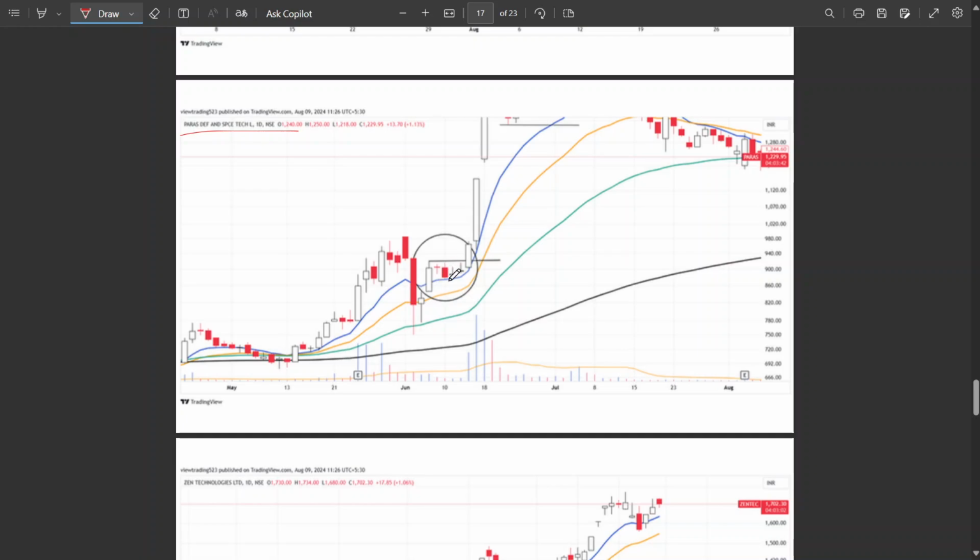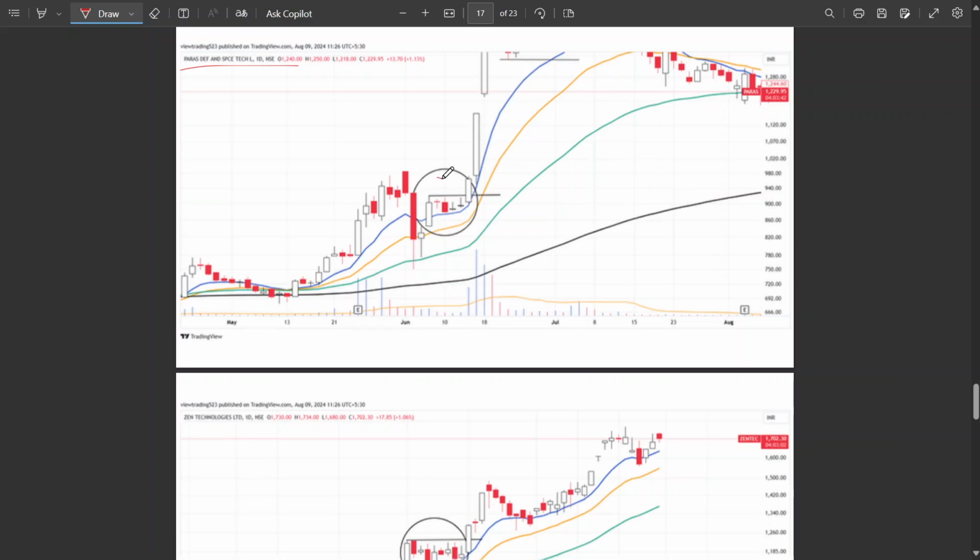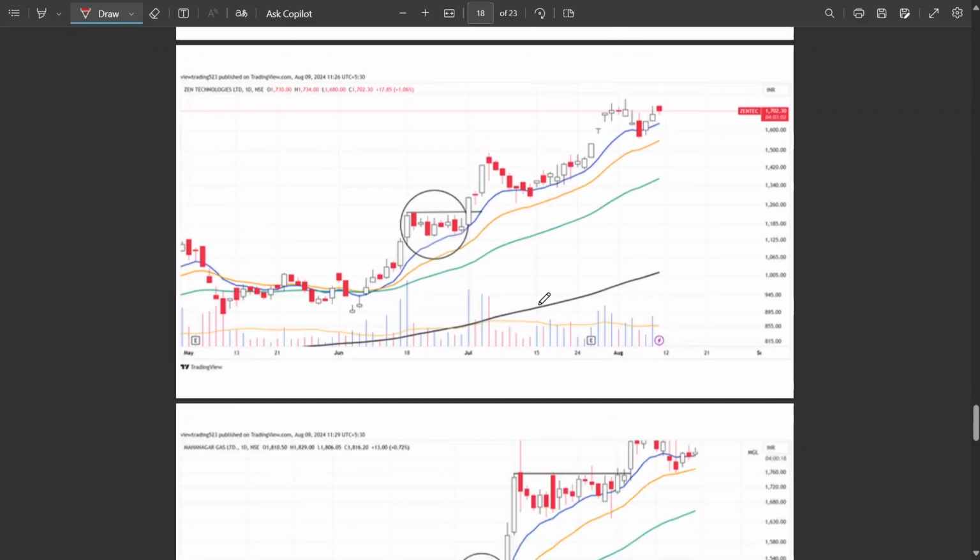So the market fell, the market recovered, and then we have 4-5 inside days, and just look at the beautiful breakout that happened after that again. So this was a very easy kind of an entry point that it provided here.